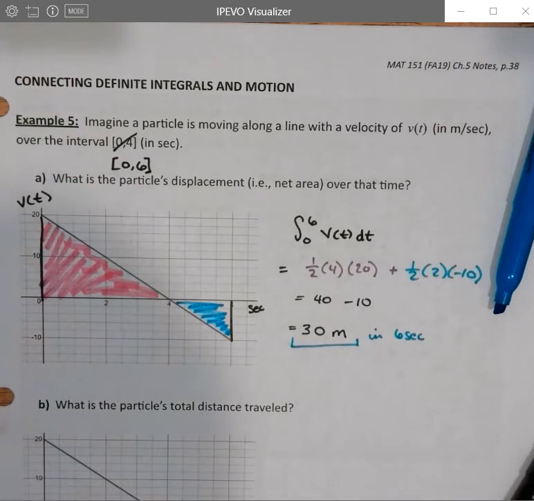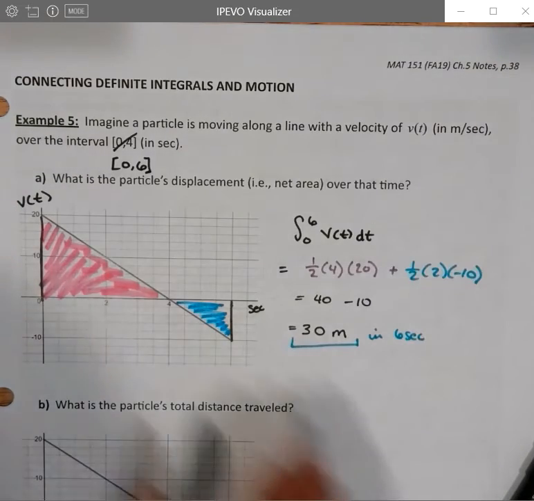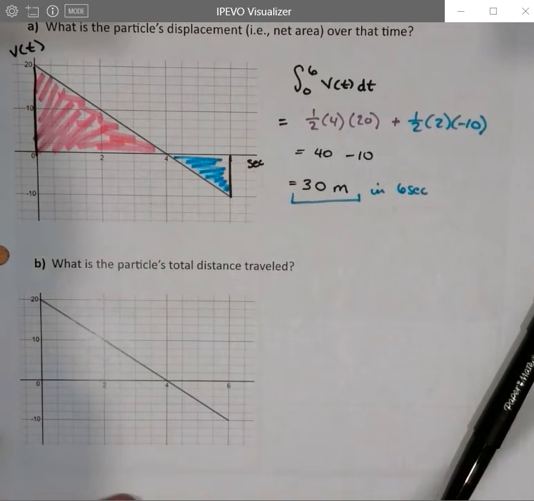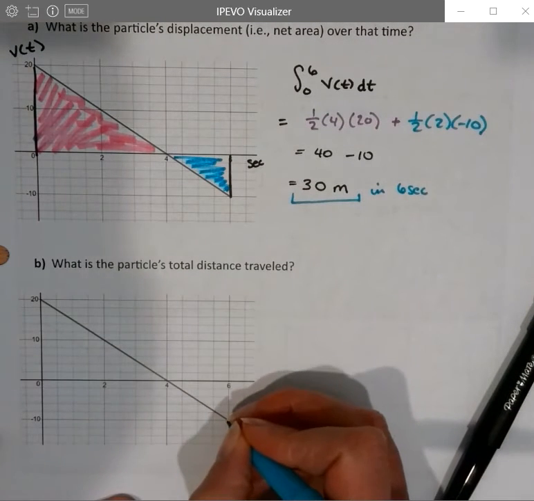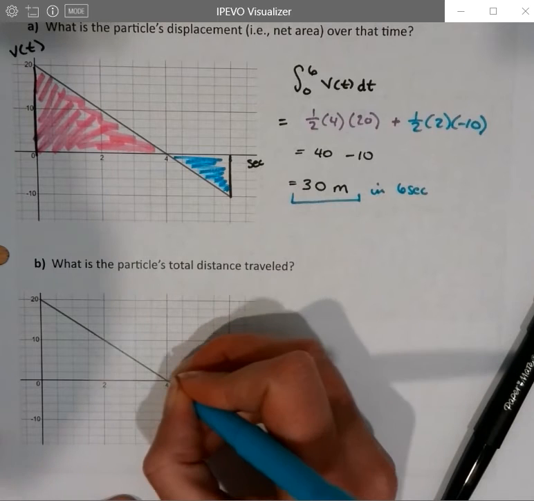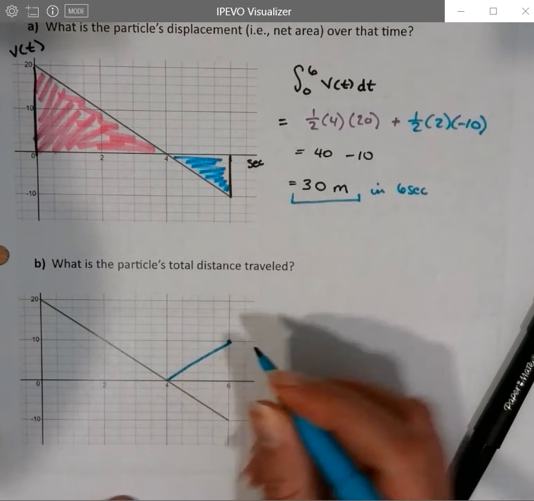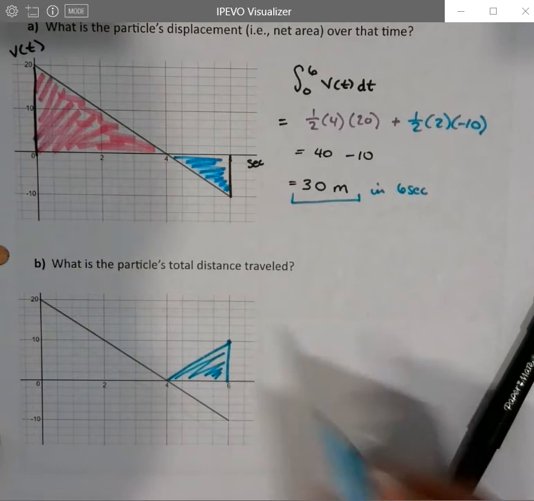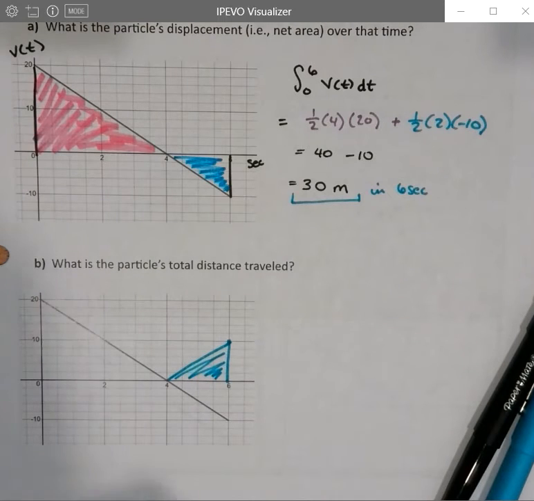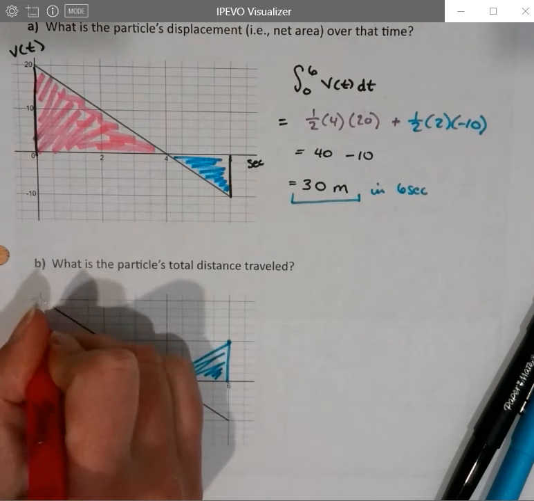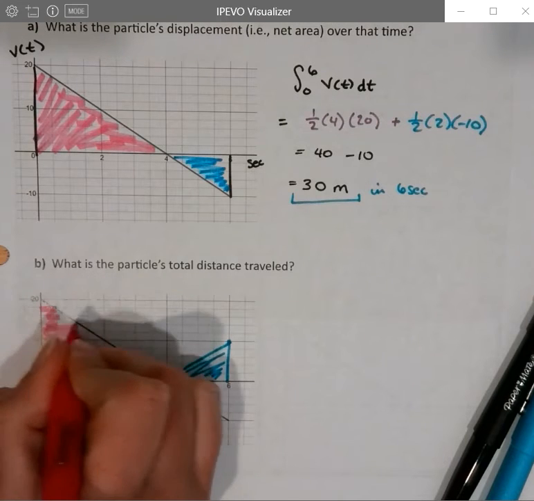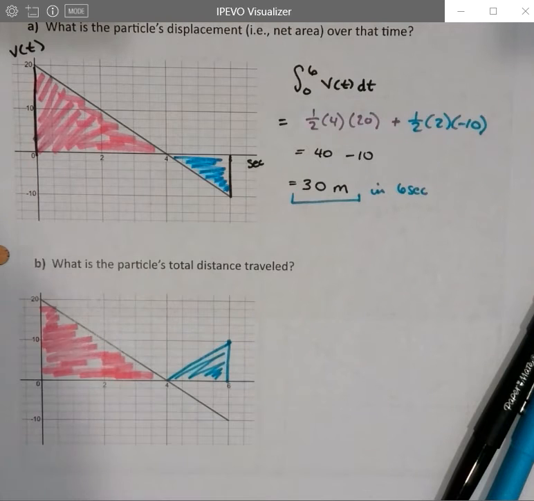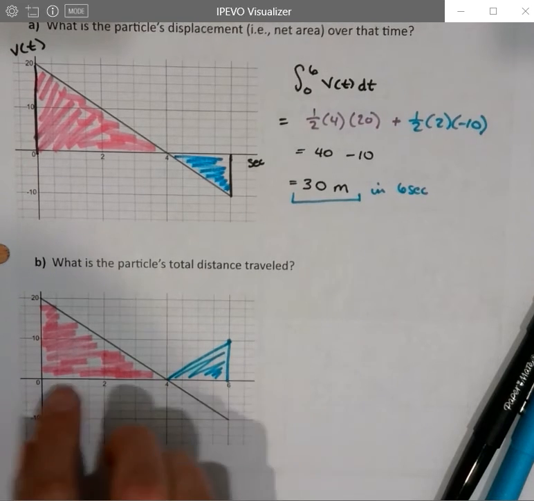What about the total distance traveled? Okay, so the total distance traveled is going to have us take the absolute value of this part of the curve and mirror it up. So we're going to be looking at the two regions with positive area. And so we're visualizing the absolute value by reflecting the negative portion across the x-axis to get the absolute value. Then we're going to add those up.